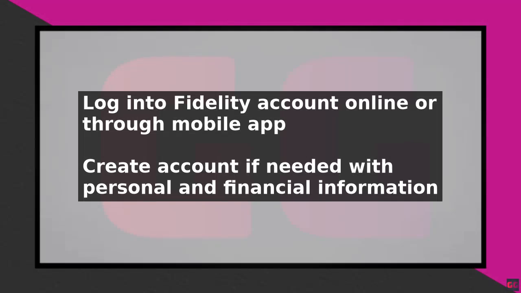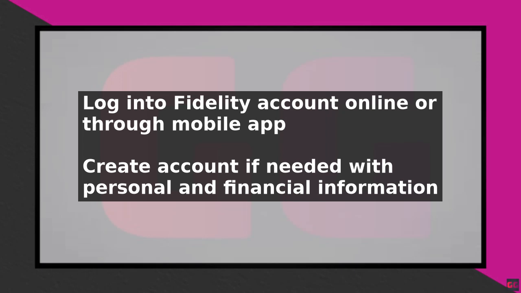To buy a stock on Fidelity, start by logging into your Fidelity account online or through the mobile app. If you do not have an account, you will need to create one by providing personal and financial information. Once logged in, navigate to the trade section of the website or app, where you can enter the stock symbol or company name of the stock you wish to purchase.